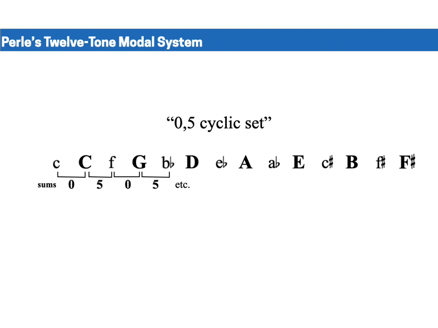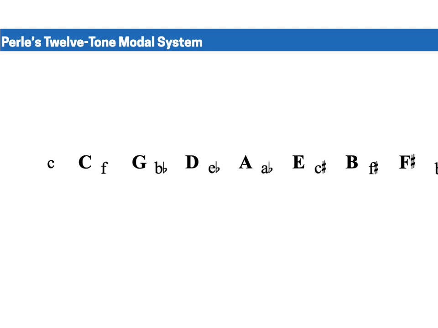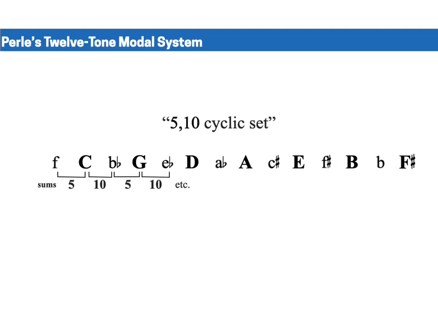To generate a different cyclic set with different sums, Perle would slide one of the interval cycles to the left or right while keeping the other interval cycle fixed in place. Here on the slide, the descending interval 7 cycle, the lowercase pitch classes, is moved one position to the left, generating a new alignment of sums 5 and 10.